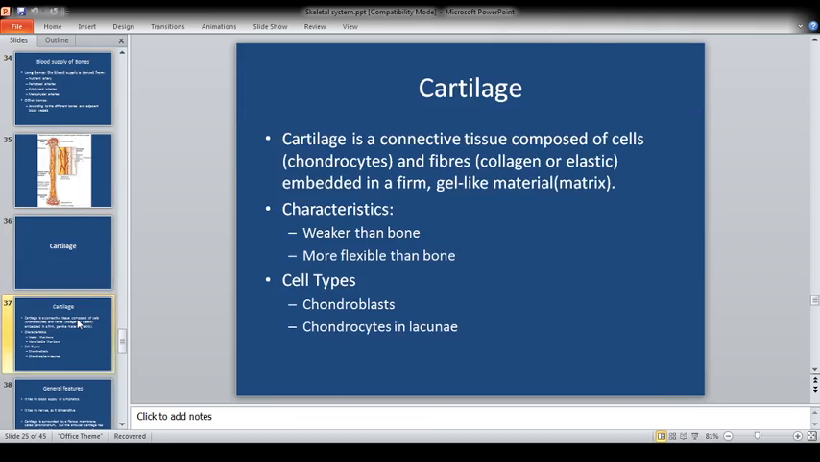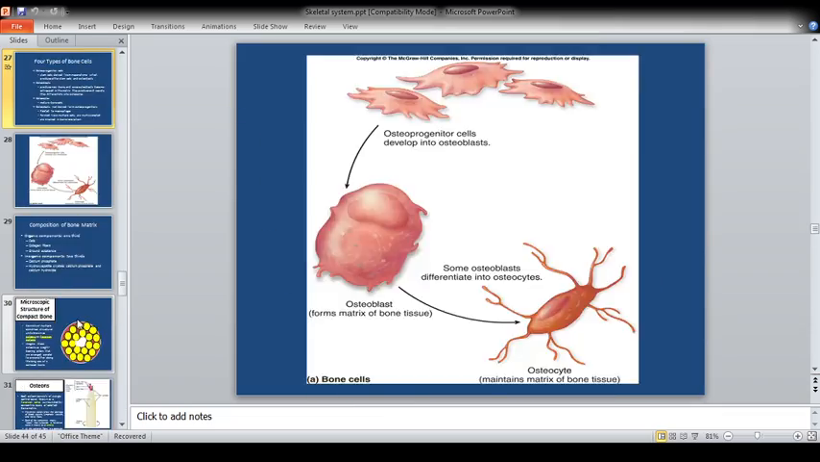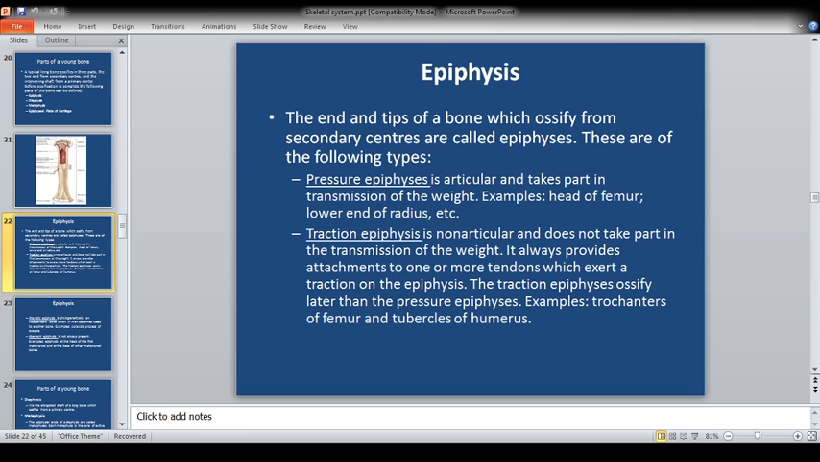All of these things we've studied already. So the epiphysis is the outer end and tips of a bone which would ossify from the secondary center.